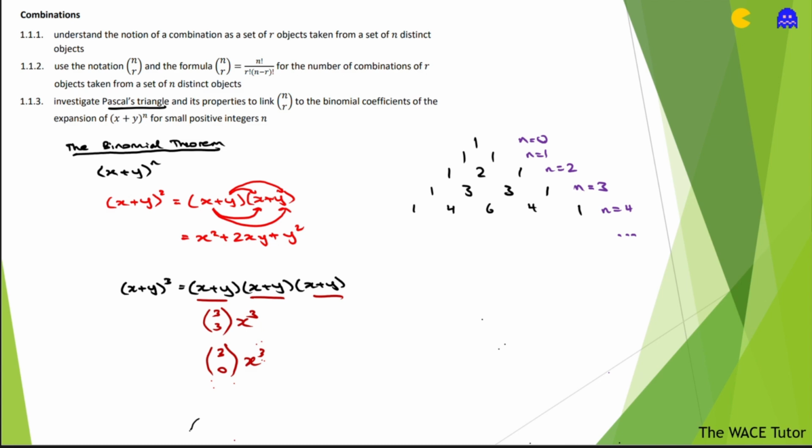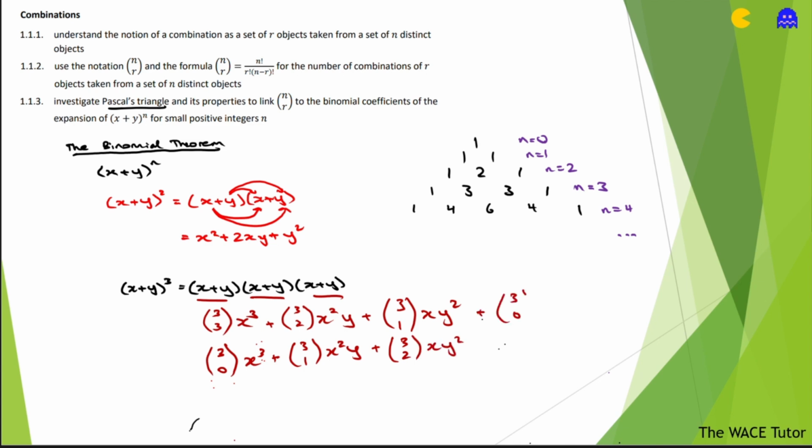The next one, we are trying to choose 2 of the 3 x's. 3 choose 2, and we have x squared. The other one must be a y. Plus 3 choose 1, x squared y. The next one, we choose 1 x, and so we must choose 2 y's. The last one, we choose 0 x's, which is equivalent to 3 y's.